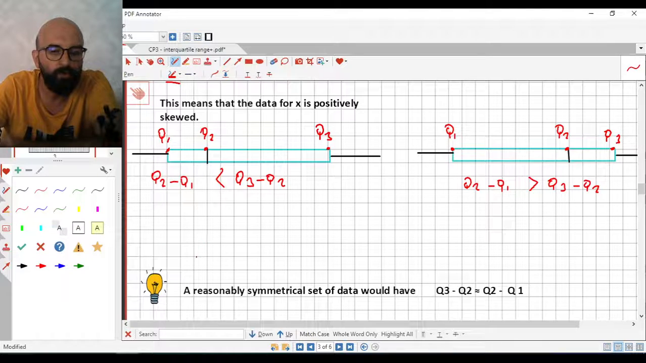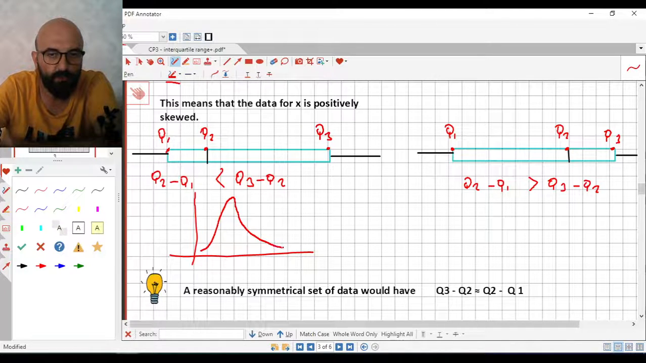So you should think about the curve. This curve is positively skewed, because the large values are here. So your mode is here, and your mean is greater than the mode and median.